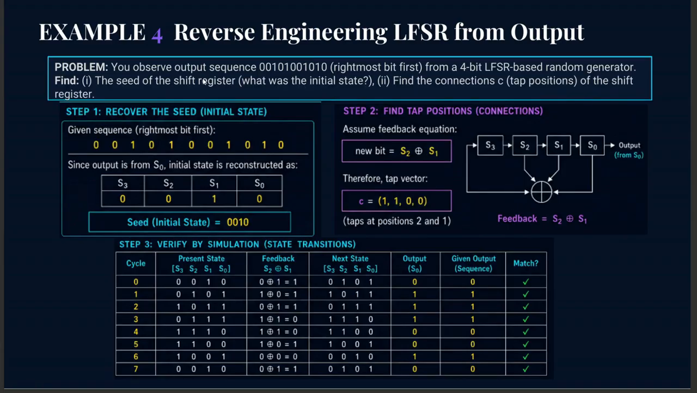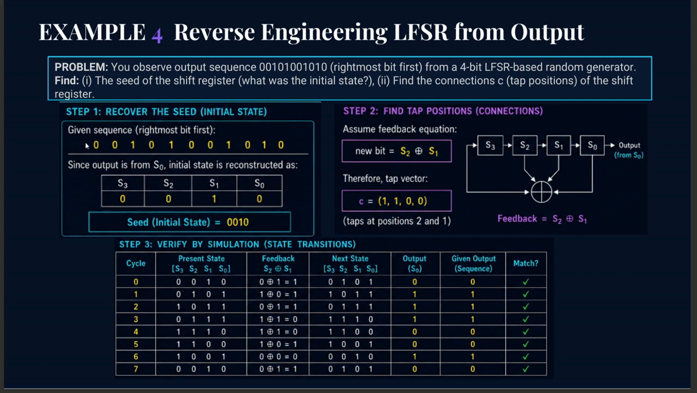So the next question: you observe the output sequence 001010001010, where the rightmost bit is the first in the sequence. This sequence is generated from a 4-bit LFSR based random generator. Find the seed of the shift register, meaning the initial state, and the tap connection C of the shift register. In the previous example, we already knew the seed and the feedback equation, but now the situation is reversed. Here we only know the output sequence. From this output alone, we must reconstruct the internal LFSR structure. This process is called LFSR reverse engineering.